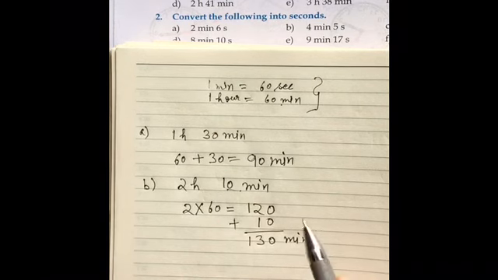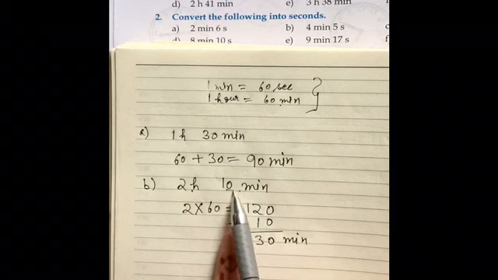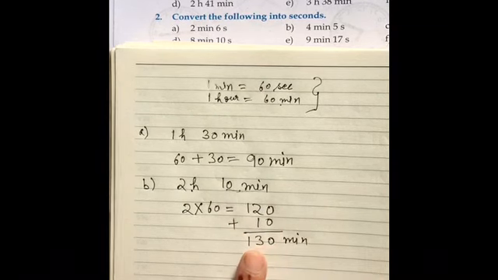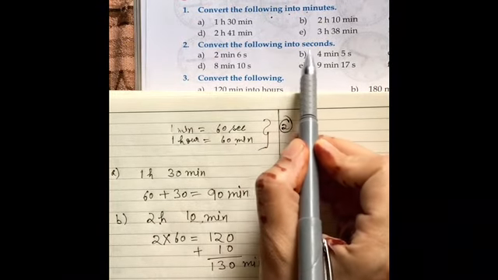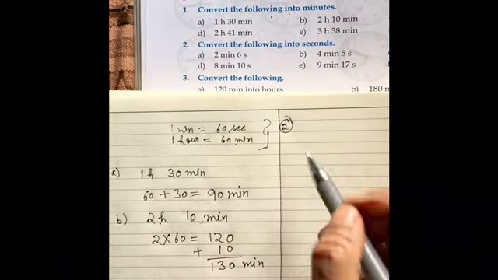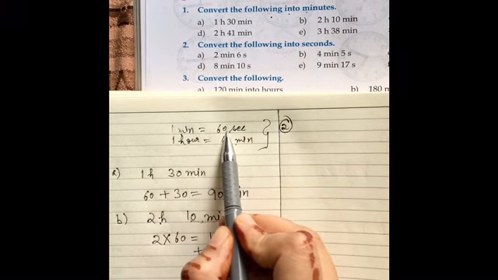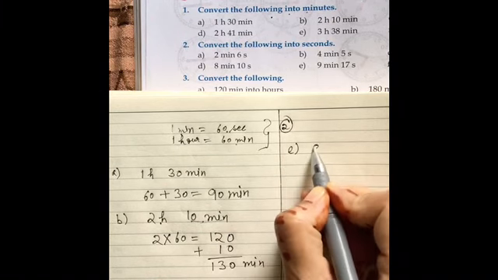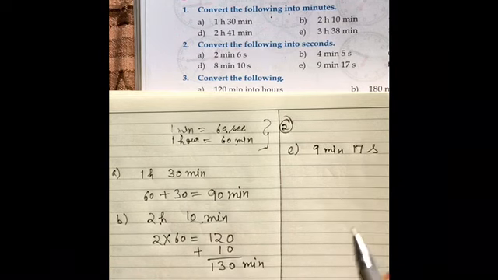So what we are doing? We are just changing the hours into minutes and then adding the rest of the minutes which have already been given. Now same way, second question. Convert the following into seconds. We can see 1 minute equal to 60 seconds. So let's take up question number E. 9 minutes 17 seconds.